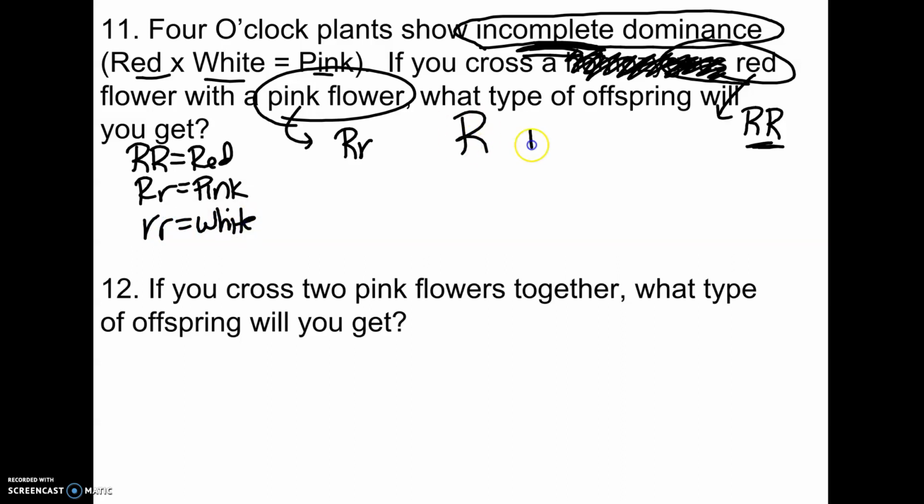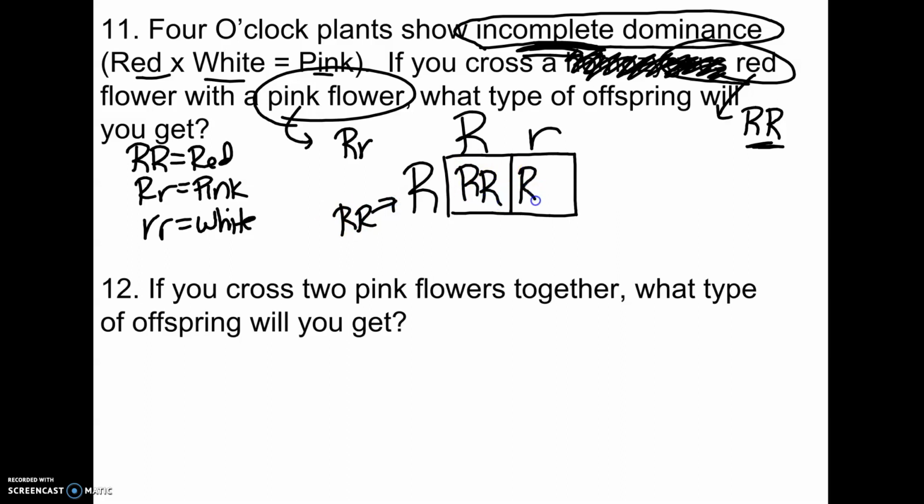So if we cross a red with a pink, it would look like this. Big R, little r is my pink one, and my red one is big R, but I only need to write that one time. Remember, we can still do that. My genotype ratio would be half of them big R, big R, and the other half of them big R, little r, and my phenotype ratio would be that half of them would be red, and half of them would be pink. Same Punnett square we've been doing, but your interpretation of the results is changed because of the fact that this is incomplete dominance.